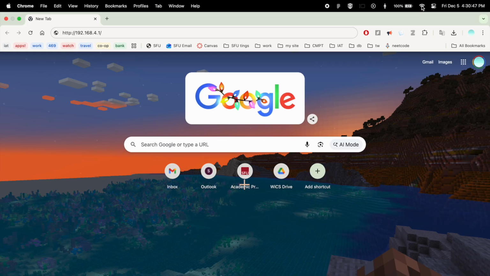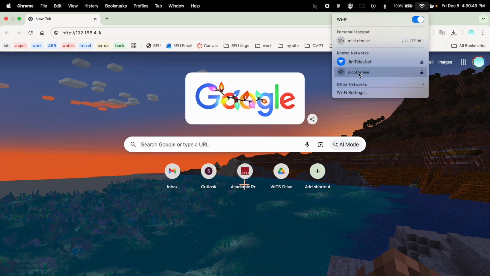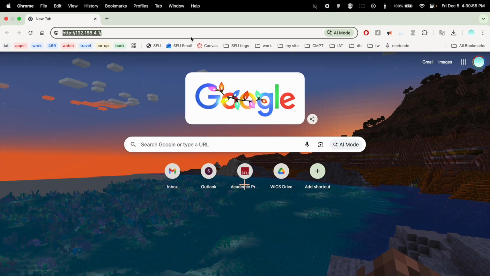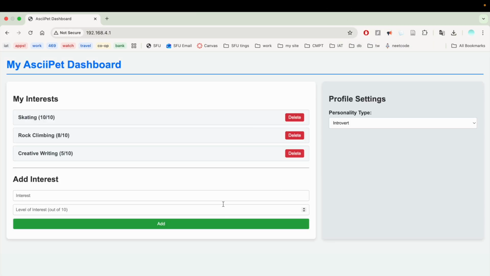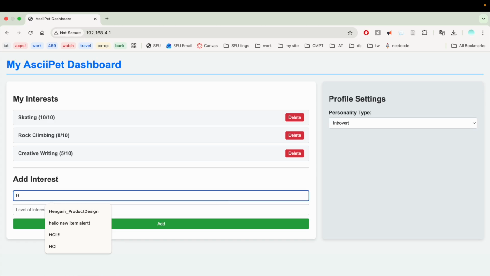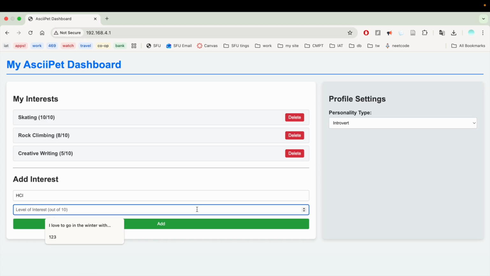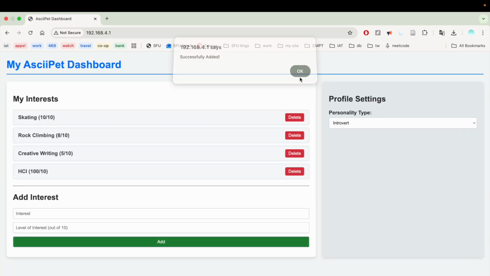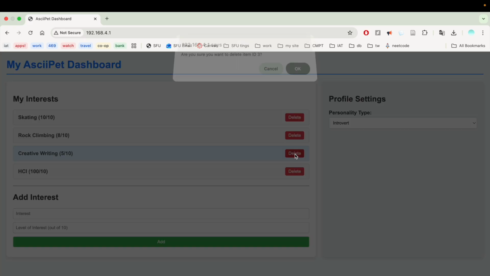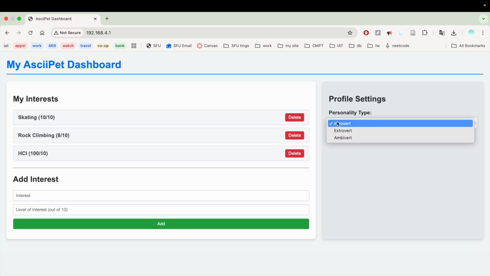The user will first connect to the network of their Raspberry Pi Pico embedded in their AsciiPet device. Once connected to this network, they will have access to their personal profile dashboard, which they can customize with their interests, their passions, level of interest of each topic, and personality type through personality settings. This data will be stored on the device through a JSON file.